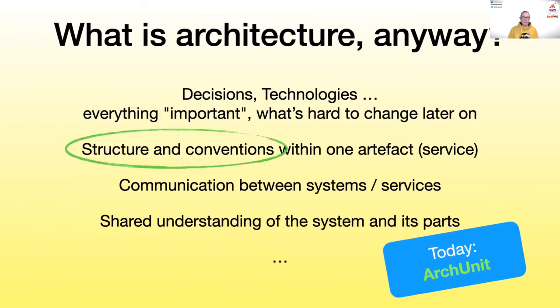Of course, it's the structure and conventions. We want to check for packages, for dependencies. That's the easy thing that ArchUnit will, of course, provide. But it's also the decisions. We can code our decisions into ArchUnit rules that will be checked every time we run our unit tests. This is kind of an executable documentation.